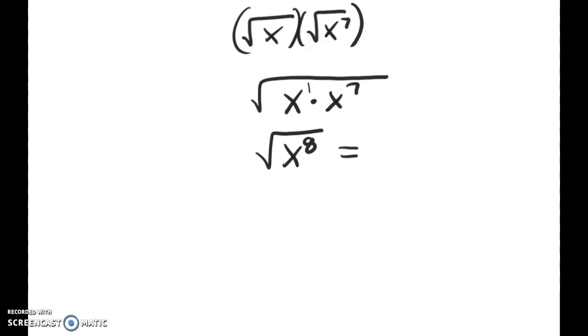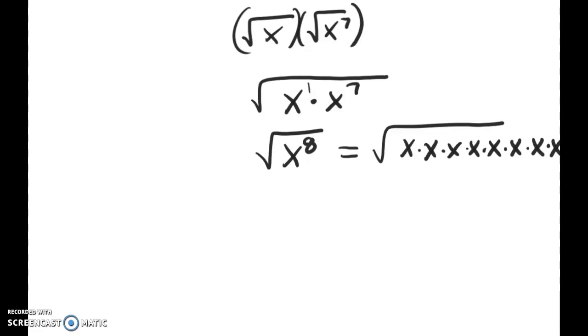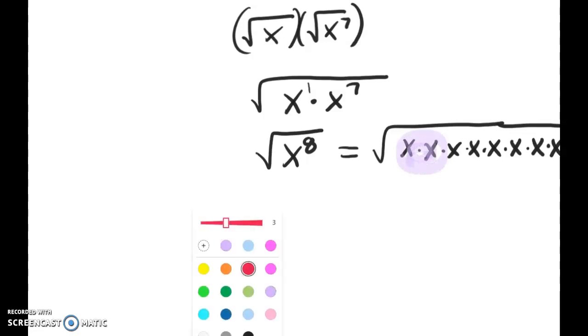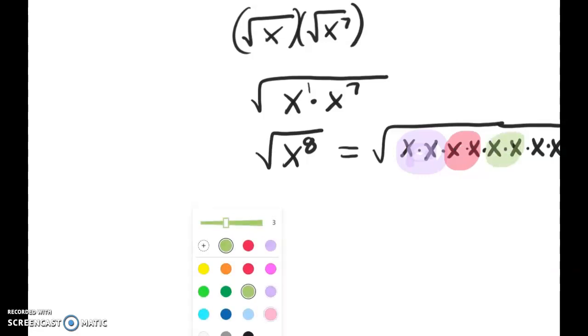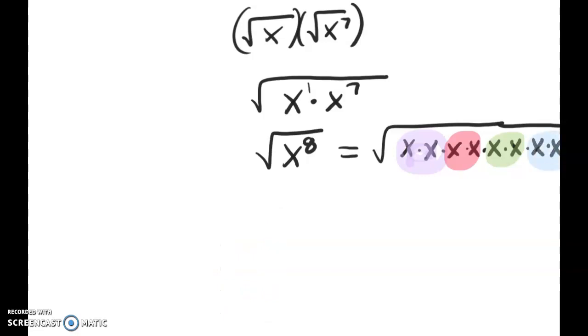And then I would simplify this and I would say, well, the square root of x to the 8th is the same as x multiplied by itself 8 times. And so we've got how many pairs? We have a square root, an index of 2. I'm looking for pairs. So I've got 4 pairs. So that would give me x to the 4th. They would all get pulled out in front of the radical, and I would have x to the 4th.